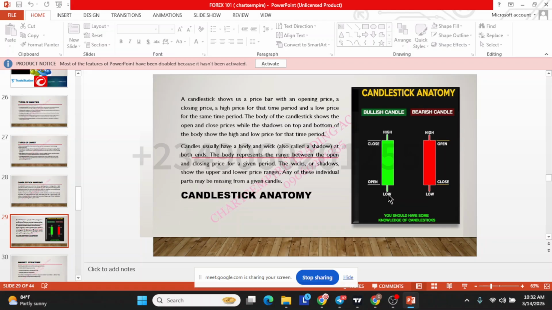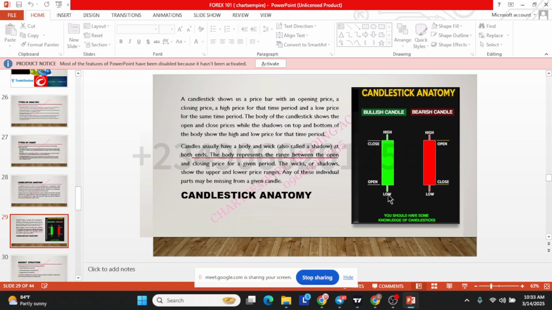If the range between the open and the close is very, very big, then that means the body size of that candlestick will be bigger. If the open and the close range is very small, it means that the body size of that candle will be very small. Okay, so a bullish candlestick opens at the bottom, as you can see right on my screen. It opens from the bottom.